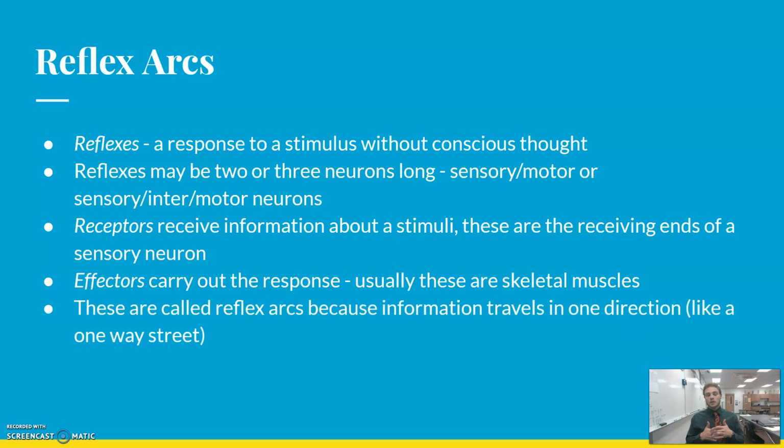We call these an arc because information travels in one direction. So you're going to go from a sensory neuron towards your central nervous system and then through a motor neuron and return back to the area where that stimulus first took place. So it kind of all ends where it ends up starting. So we see this arc sort of path.